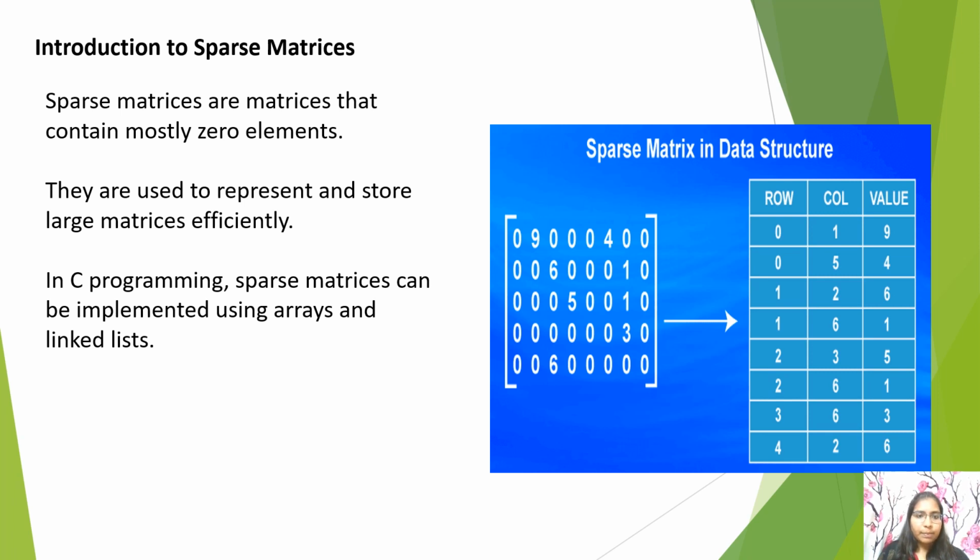In C programming, sparse matrices can be implemented using arrays and linked lists. An example has been provided. Matrices are represented in rows and columns. In this matrix, it consists of 4 rows and 7 columns.